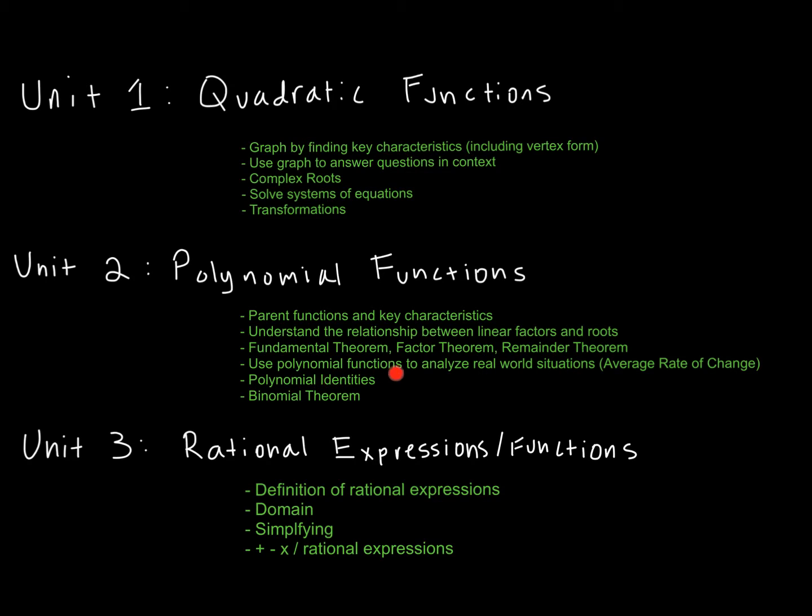We use polynomial functions to analyze real-world situations. Average rate of change I would highlight here. Very important to know what average rate of change is and how to find it regardless of the type of function that you're given. We spent some time with polynomial identities, and a polynomial identity that is definitely the most important of the ones that we looked at, the binomial theorem. So you should make sure you know how to utilize all of those concepts.